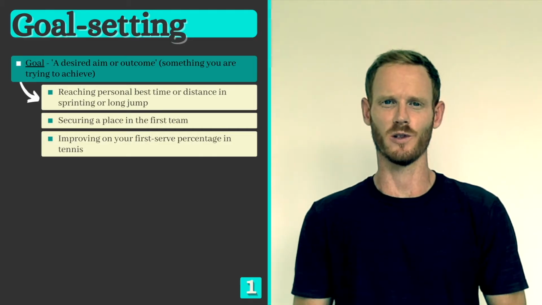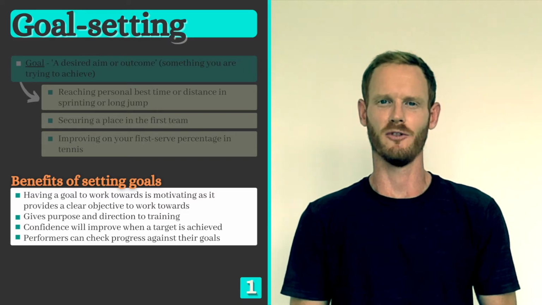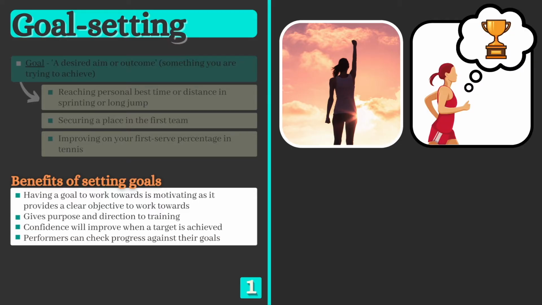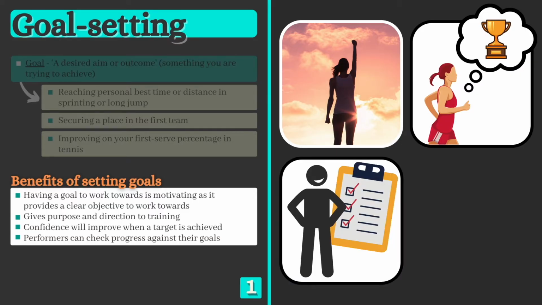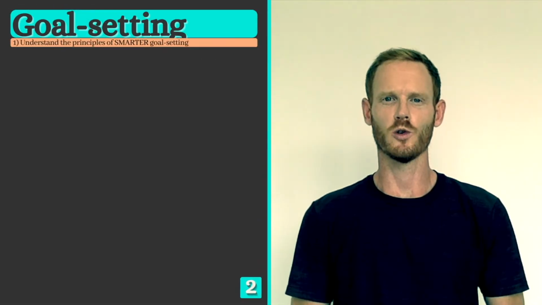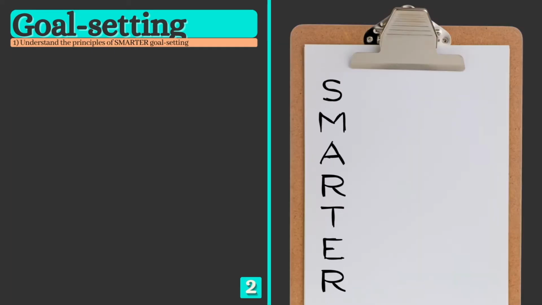What benefits does goal setting have for sports performers? Firstly, having a clear goal to aim for is motivating, as it provides a clear objective to work towards. Goals also give purpose and direction to training, and confidence is likely to improve when a target has been met. Finally, goals allow performers to check their progress, and depending on how they're getting on, make adjustments to their training regimes.